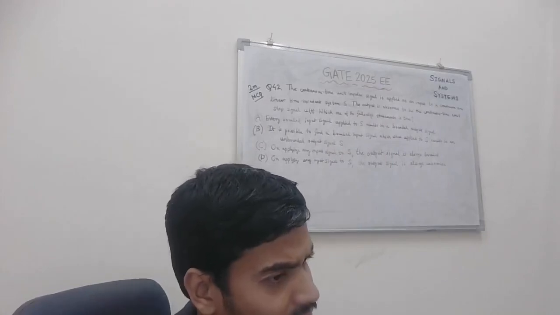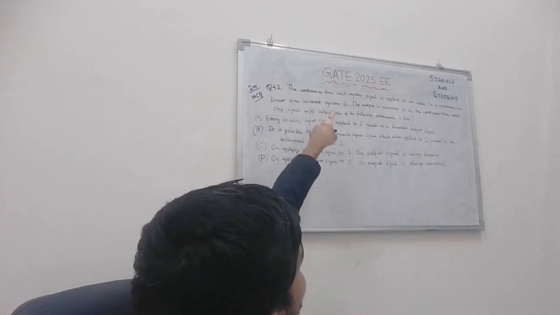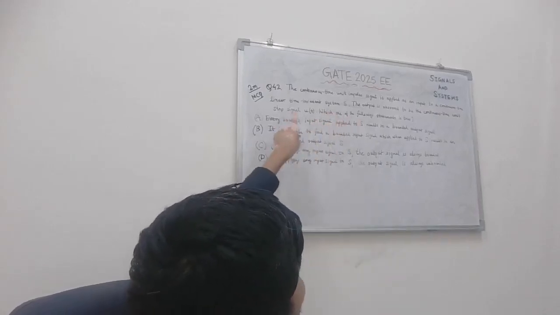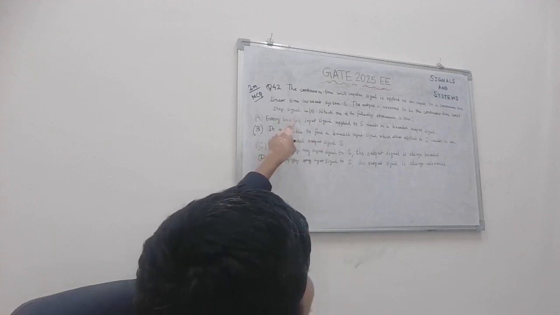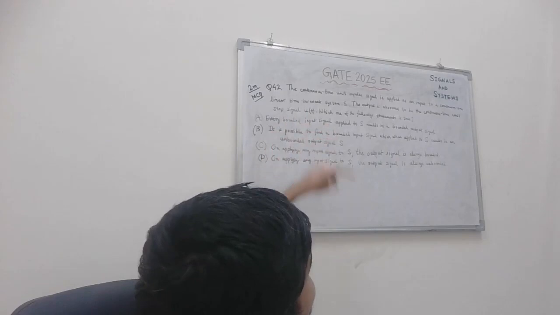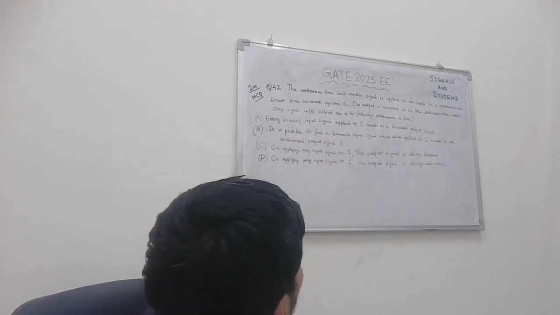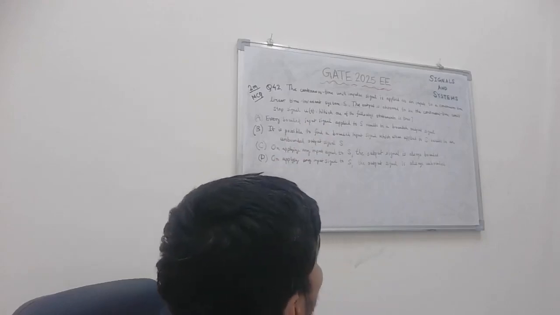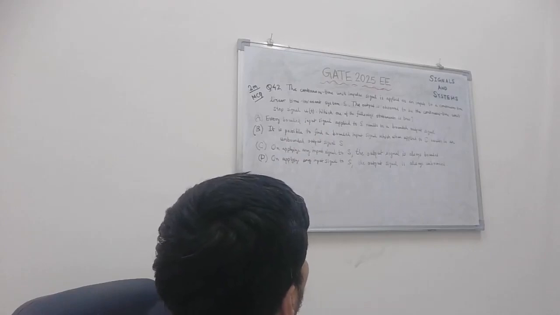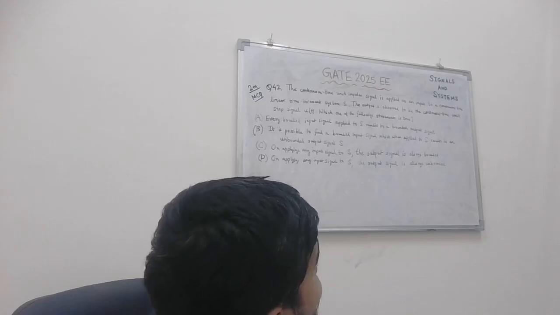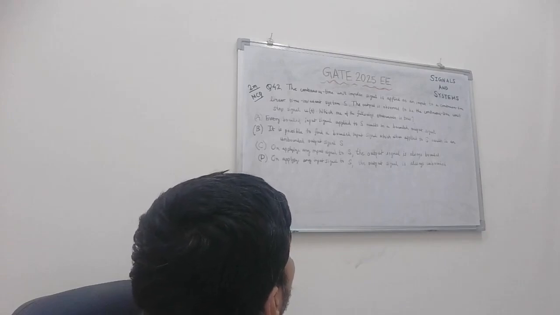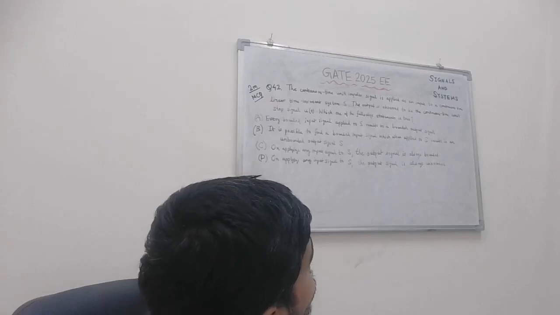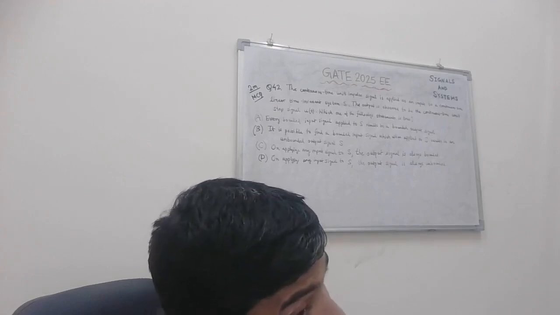So the question is given as: the continuous time unit impulse signal is applied as an input to a continuous time linear time invariant system S. The output is observed to be the continuous time unit step signal u of t. Which one of the following statements is true? Option A, every bounded input signal applied to S results in a bounded output signal. Option B, it is possible to find a bounded input signal which when applied to S results in an unbounded output signal. Option C, on applying any input signal to S, the output signal is always bounded. Option D, on applying any input signal to S, the output signal is always unbounded.